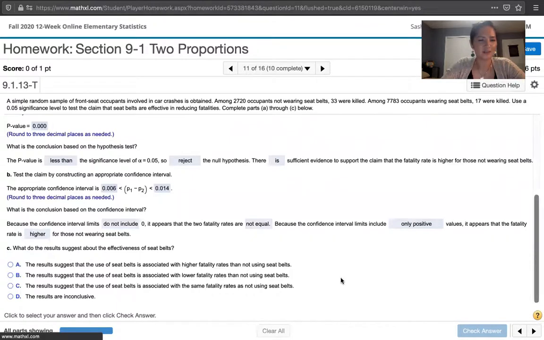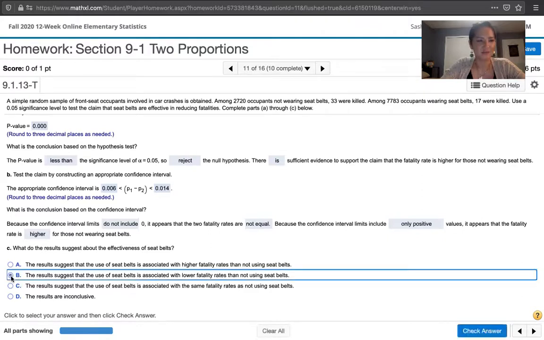And then it says, what do the results suggest about the effectiveness of seatbelts? The results suggest that the use of seatbelts is associated with higher fatality rates. No, that's not true. The results suggest that the use of seatbelts is associated with lower fatality rates than not using seatbelts. Yes, that's true. The results suggest that the use of seatbelts is associated with the same fatality rates. No, that's not true. Or the results are inconclusive. So B is our answer.